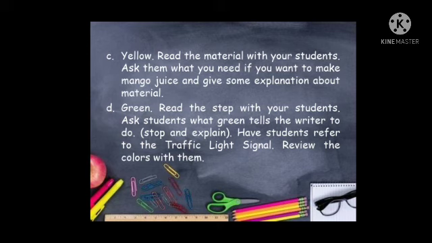And number 3, yellow. Read the materials with your students. Ask them what you need if you want to make mango juice and give some explanation about the materials. And the last is green. Read the steps with your students. Ask students what green tells the writer to do: go. Have students refer to the traffic light signal. Review the colors with them.